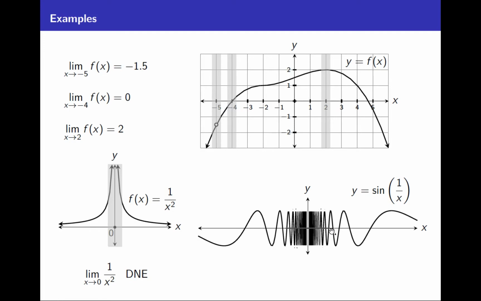So as x gets closer and closer to 0, sine of 1 over x bounces up and down between -1 and 1, oscillating faster and faster and faster the closer and closer x gets to 0. So because sine of 1 over x is not approaching any single number as x approaches 0, we would have to say that the limit as x approaches 0 of sine of 1 over x does not exist.